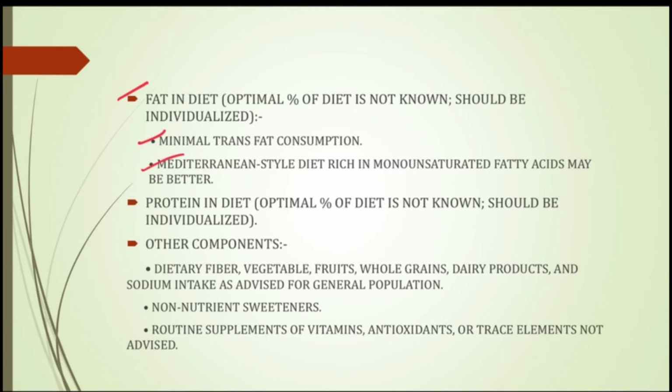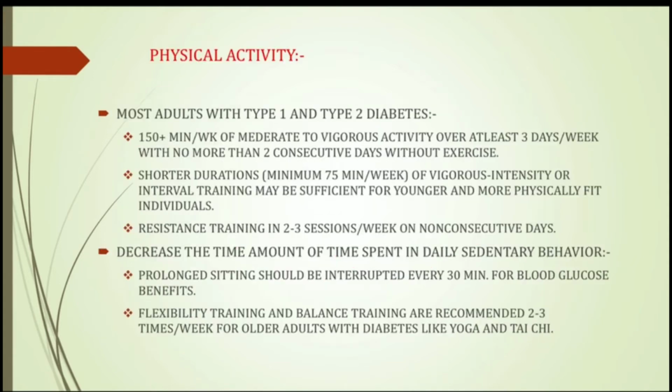Mediterranean style diet, which is rich in monounsaturated fatty acids, is always better for diabetic patients. Also, a good component of protein should be there in the diet of a diabetic patient. The other components like dietary fiber, vegetables, fruits, whole grains, dairy products, and sodium intake are as advised for general populations. Non-nutrient sweeteners and routine supplements of vitamins, antioxidants, or trace elements are not advised in diabetic patients.